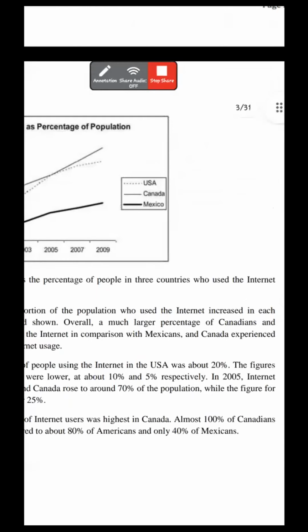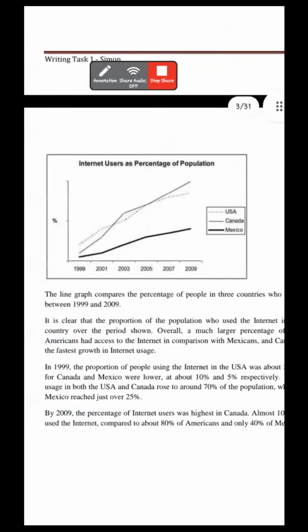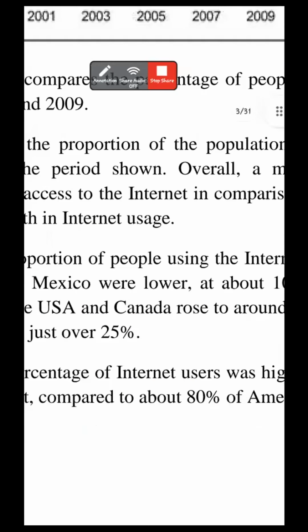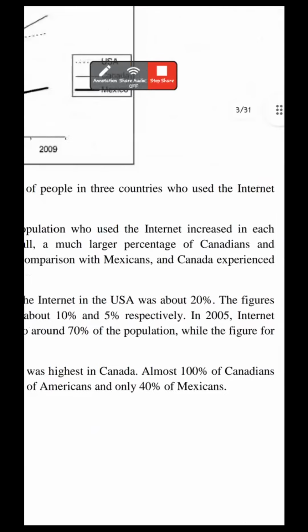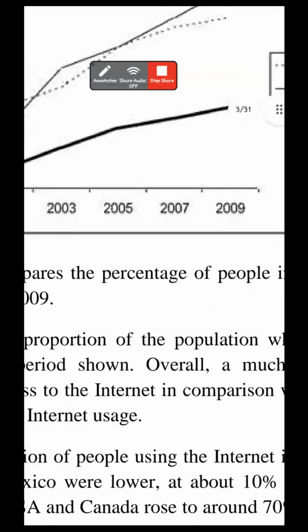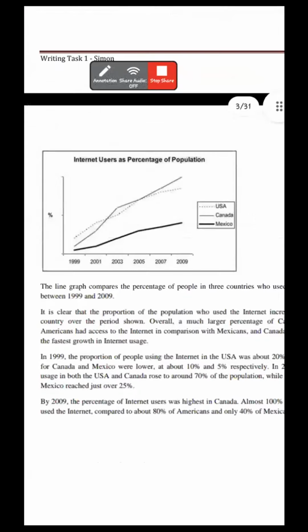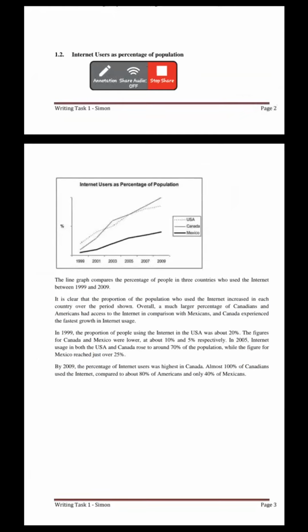The figures for Canada and Mexico were lower. You can see they're lower. When you use "were lower", this is how you compare, at about 10% and 5% respectively. All right. In 2005, what happened in 2005? You can see there is a stark difference between these three different lines, isn't it? So in 2005, the internet usage in both the USA and Canada rose to around 70% of the population, while the figure for Mexico reached just over 25%.